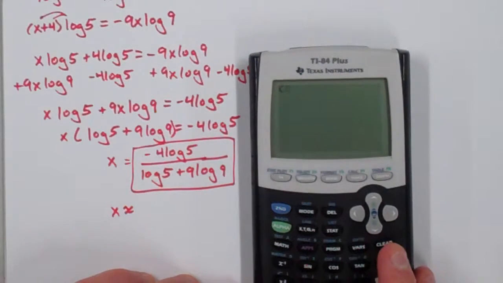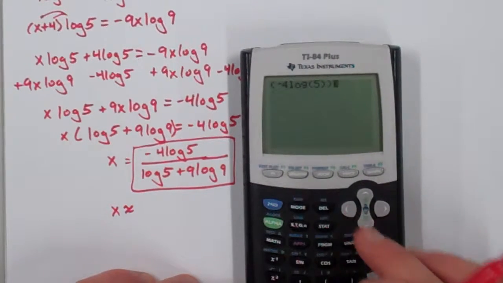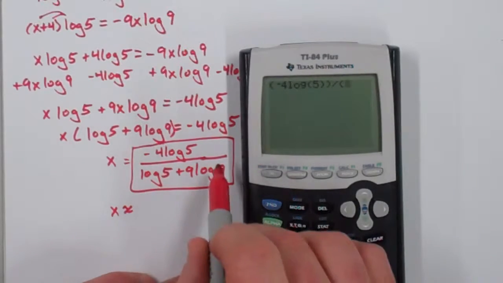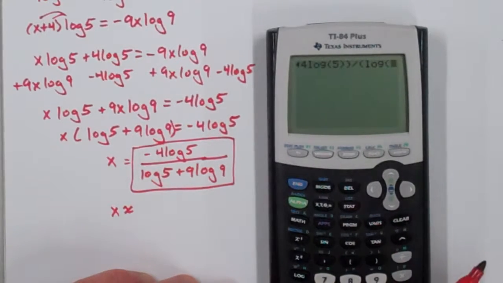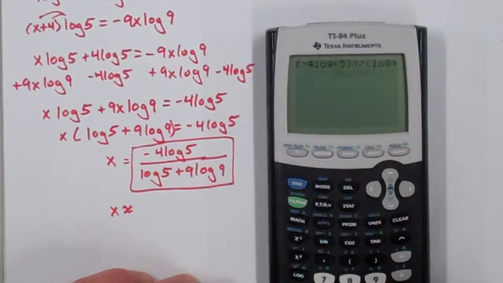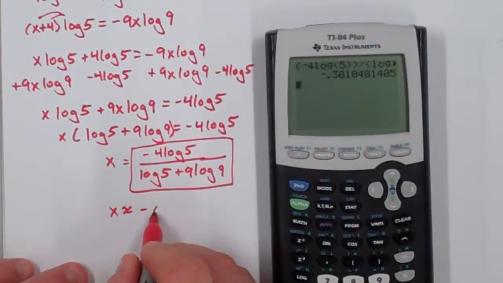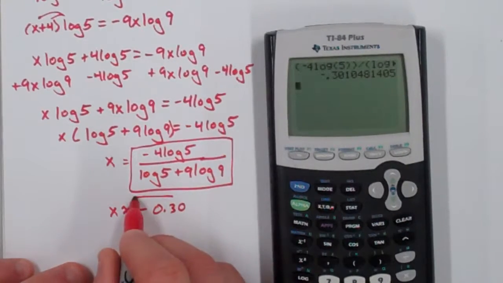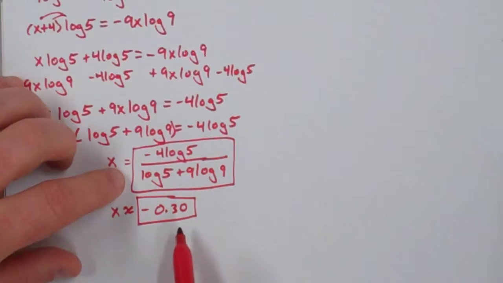I don't think it's necessary to use parentheses here in this case, but I always like to go ahead and put parentheses around the numerator when you're dealing with a horizontal fraction bar like this, just to be sure. And then we need a division symbol, and then we definitely need parentheses down here in the denominator. So that'll be log of 5 plus 9 log 9, and then we'll close those parentheses up. If we want to round to the nearest hundredth, this would just be negative 0.30. So again, our exact value and then our approximate value.